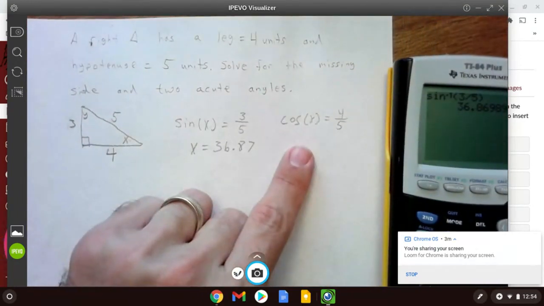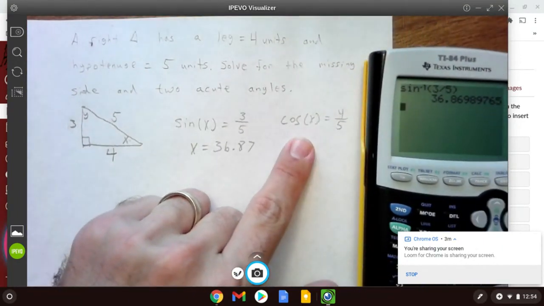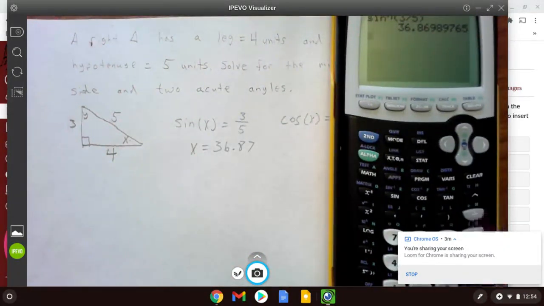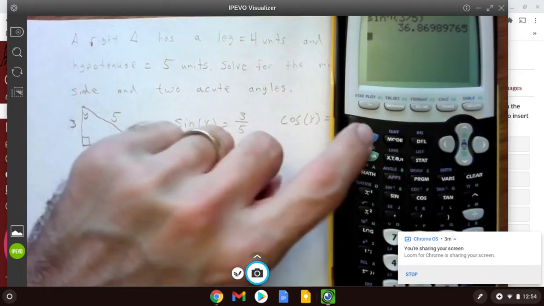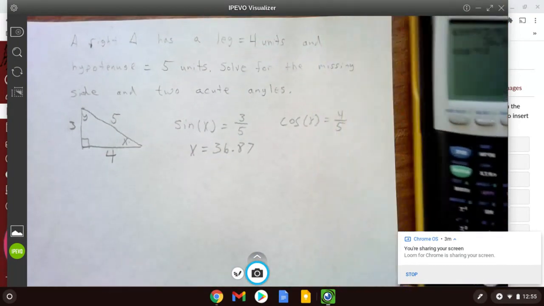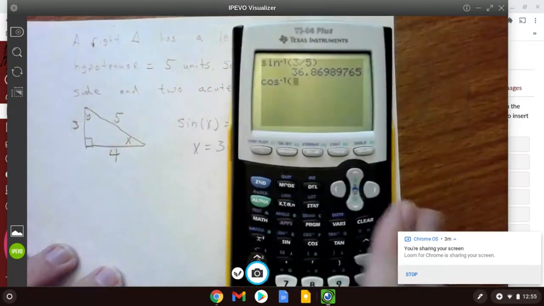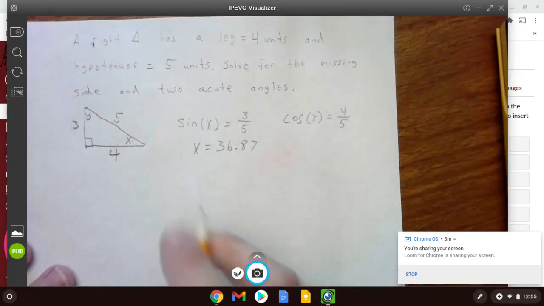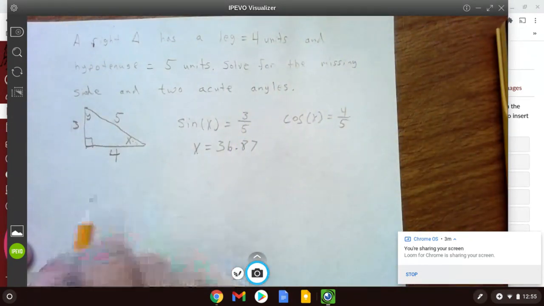Now, if you'd have done it with cosine, this equation, you'd come up with the same answer. All right, but you'd have had to use the inverse cosine. So there's that, and it was 4/5. And you get the exact same answer. All right. So one of your missing angles here is 36.87.